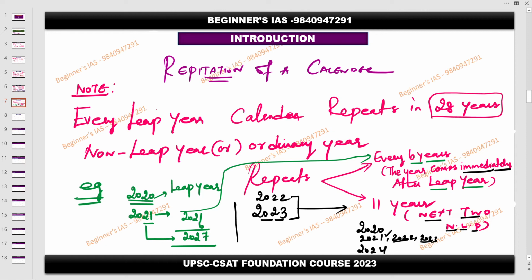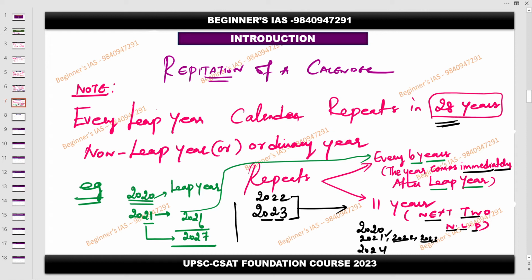Now listen carefully. Every leap year calendar, the 2020 calendar repeats in which year? 2048. Yes, 2048. See here. Every leap year calendar repeats in 28 years. Understood? Yes, sir. Very good. Shall I move on?